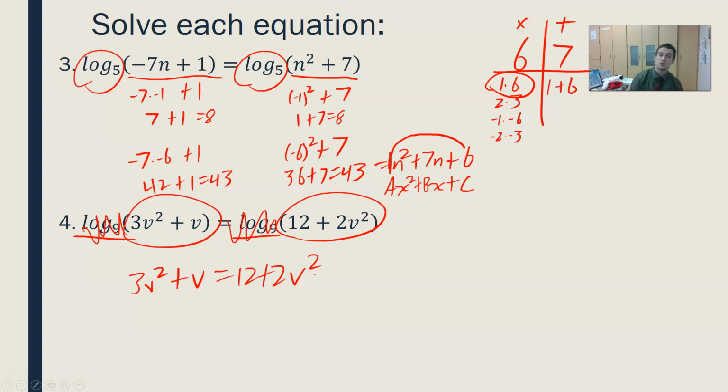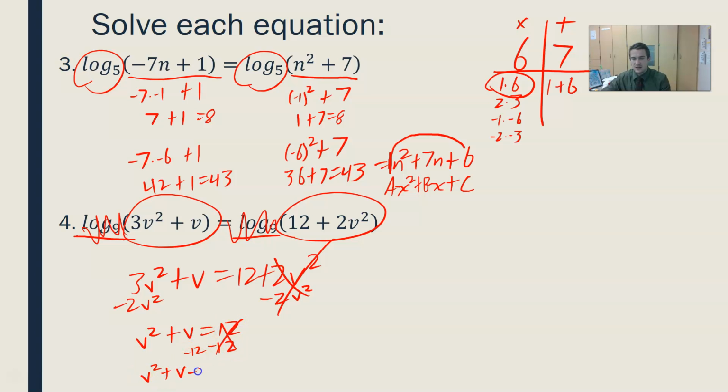This is going to be another quadratic expression, so I need to get everything on the same side. Let me go ahead and subtract 2v squared on both sides. That'll get rid of these. I'll be left with 1v squared plus v equals 12. And I'll go ahead and subtract 12 on both sides, which gives me v squared plus v minus 12 equals 0. So I need to factor this.